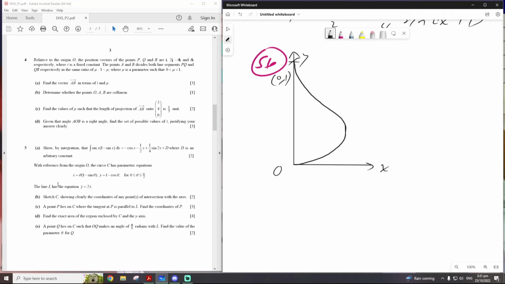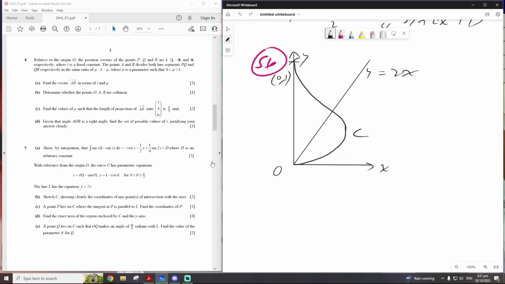Okay, so of course you can just draw that normally. And in case you don't know how to draw that on your GC, with parametric mode, just put t and 2t as your parametric equations. And it looks something like that. So this is y equals to 2x. So this is C. Okay. The tangent at P is parallel to L. Find the coordinates of P. So we're going to find the point on the curve where dy dx is 2 basically.